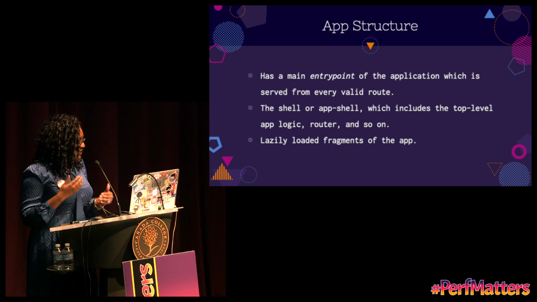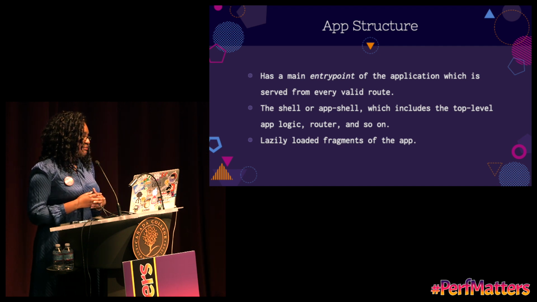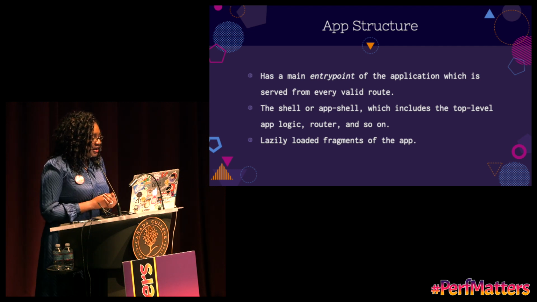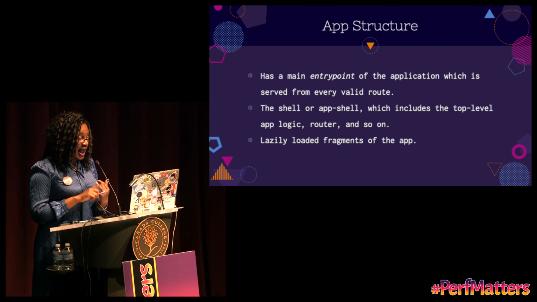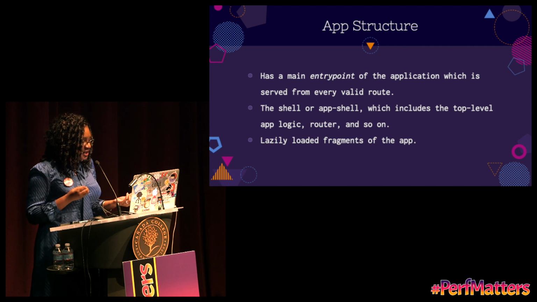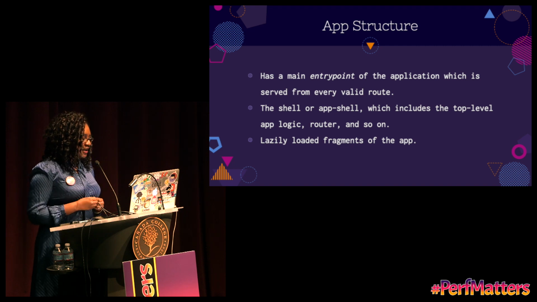PURPLE can work well if you have a single page app with the following structure. You have a main entry point of the application, which is served from every valid route. This file might be very small since it's served from very different URLs and therefore can be cached multiple times. Another characteristic is the shell or the app shell, which includes the top level application logic, router, and so on, and lazy loaded fragments of the app. A fragment can represent the code for a particular view or other code that can be loaded lazily. For example, parts of the main app not required for your first paint, like menus that aren't displayed until a user interacts with certain parts of your app. The shell is responsible for dynamically importing the fragments as needed.